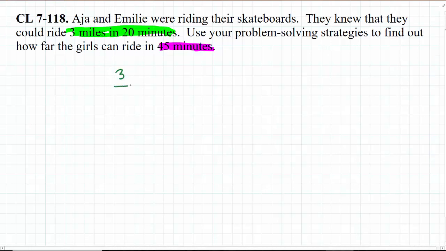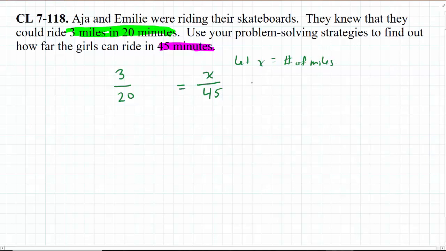3 miles for every 20 minutes equals... Remember, the 3 we're talking about is miles, the 20 we're talking about is minutes. So we know how many minutes the girls went: they went for 45 minutes, or we want to know about 45 minutes. Now we have to figure out how far that is, and we'll call that x. We could say let x represent number of miles.